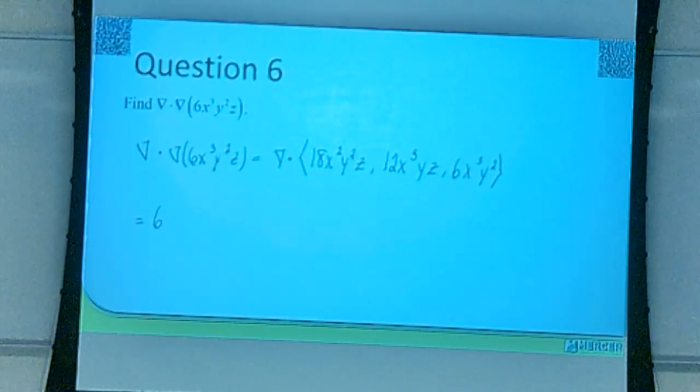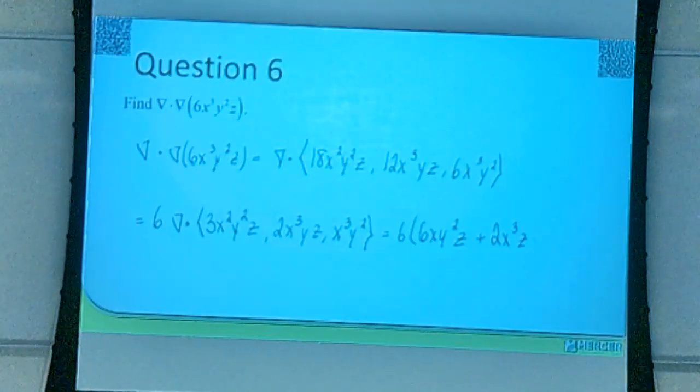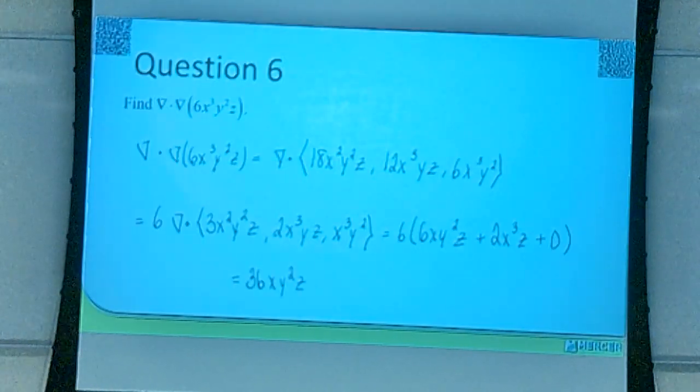There's a sixth column, let's factor it out. Partial x is that first component, 6xy squared z, right? Partial y is the second component, just 2x cubed z, right? Partial z of that third component, just 0. That would be your divergence.